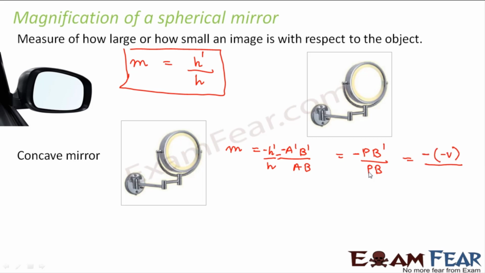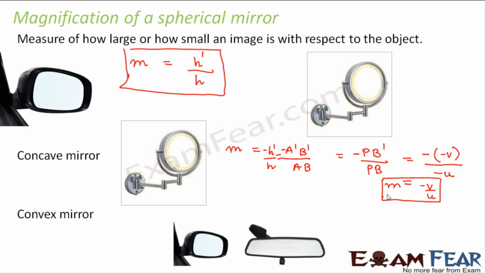For a concave mirror, what was PB? It was nothing but minus U. So this magnification becomes equal to minus V by U. So we can define magnification in two ways, that is height of the image by height of the object, and we can also write it as image distance divided by object distance.